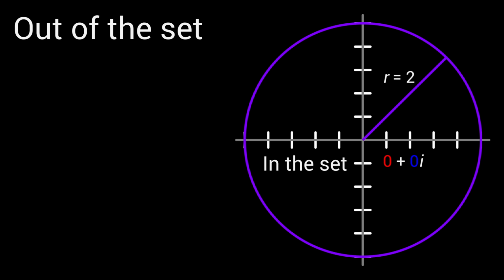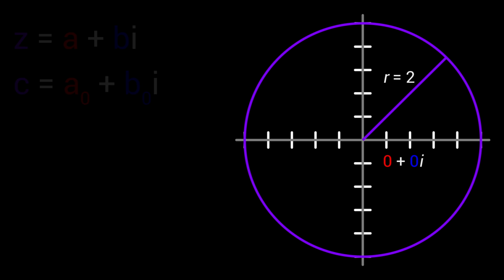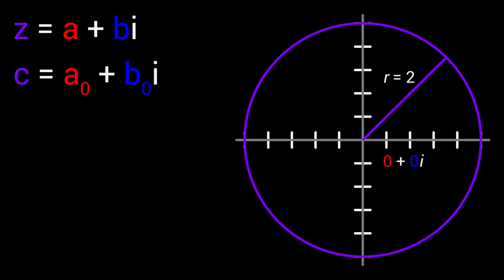If this equation ever results in a number greater than or equal to a specified radius from 0 plus 0i, it is not in the set. For the Mandelbrot set, this radius is 2. You can see that any final value that falls within this circle is in the set, and anything outside it is not. In this equation, however, z and c are complex numbers. This is what creates difficulty and confusion in the realm of programming the set.